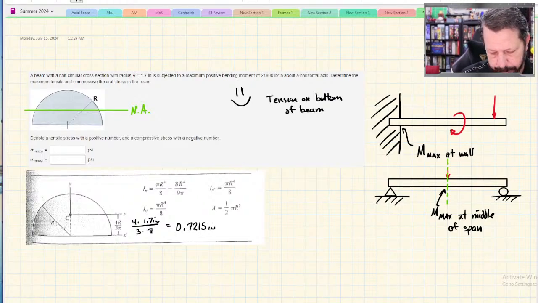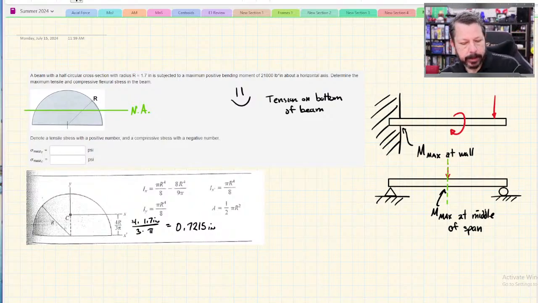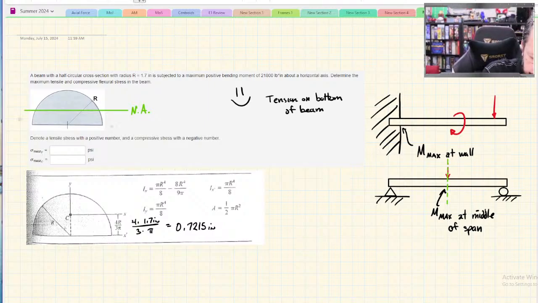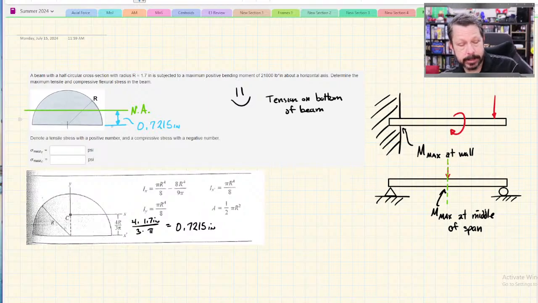We'll go ahead and do the 1.5 since we're dealing with web work. So that's telling us where the centroid is. It's basically this dimension on our previous diagram. That distance is 0.215 inches. So that's also the distance for Y to the bottom of the beam from the neutral axis, which would be used when we go to calculate the tensile stress.